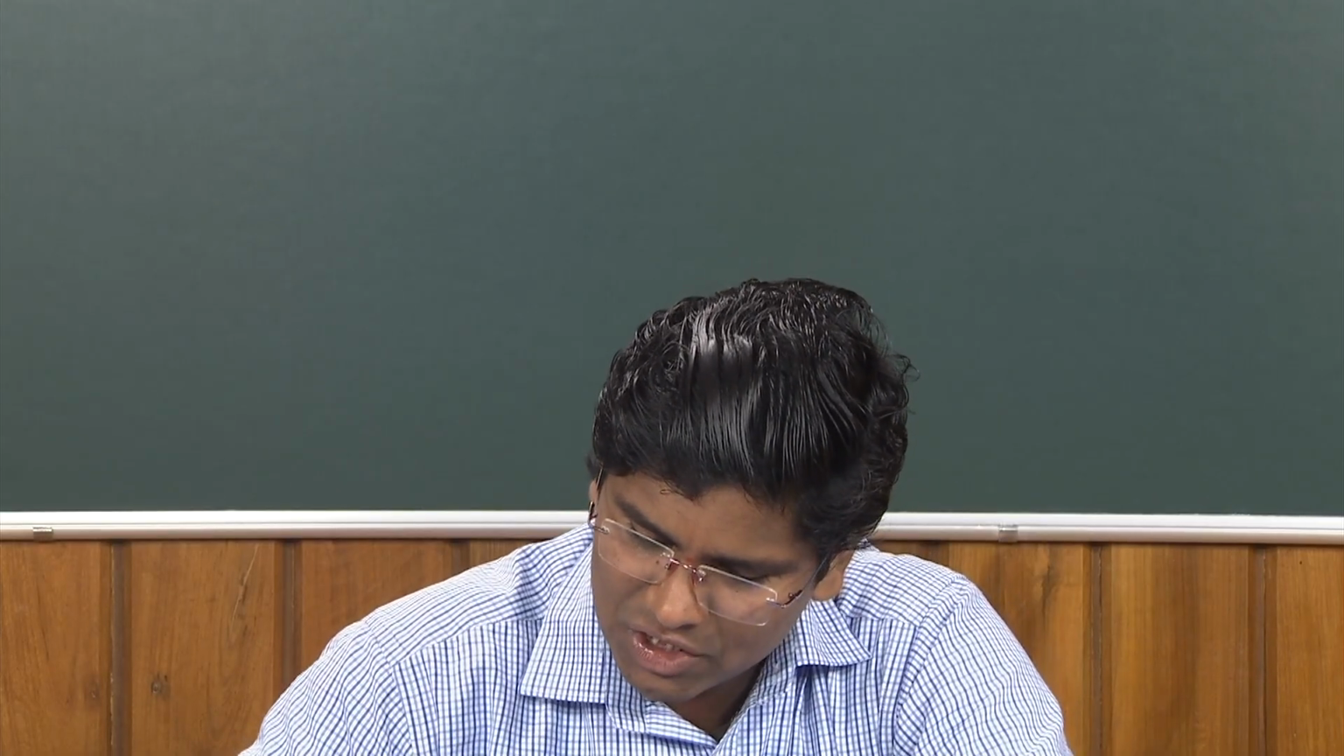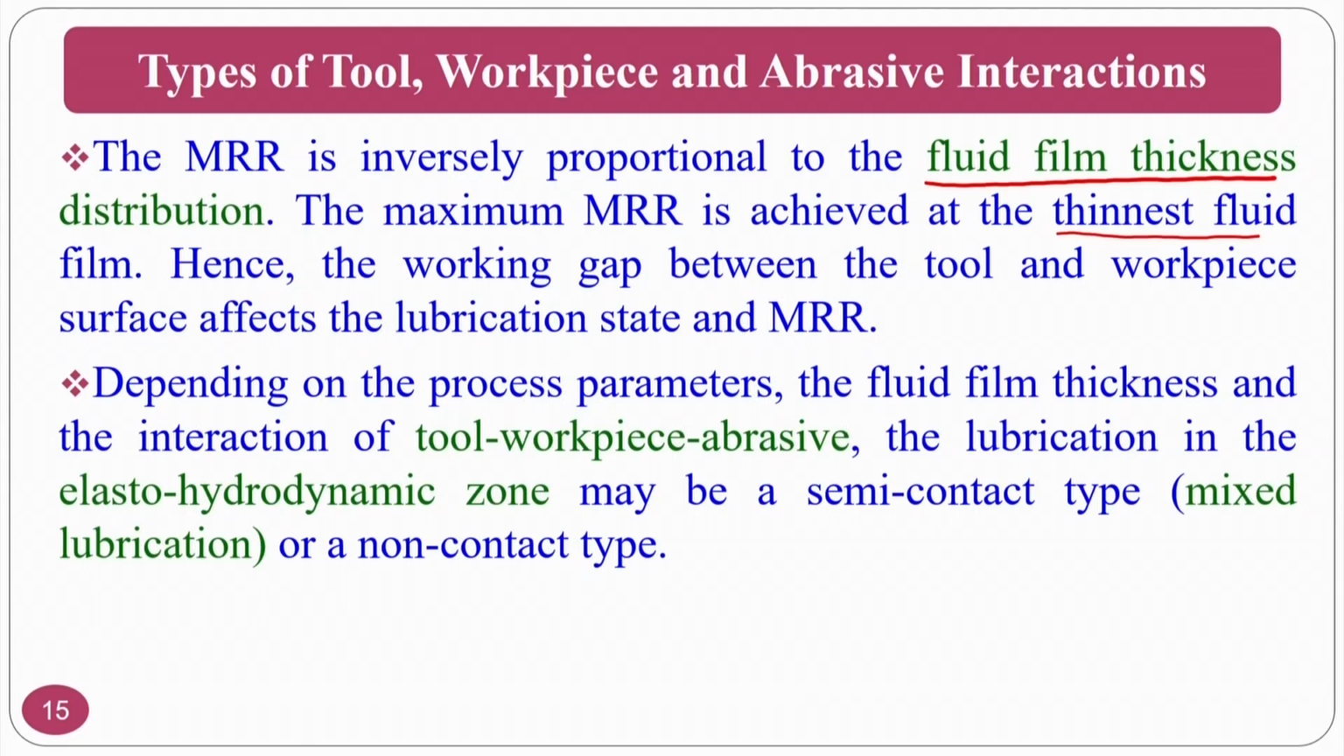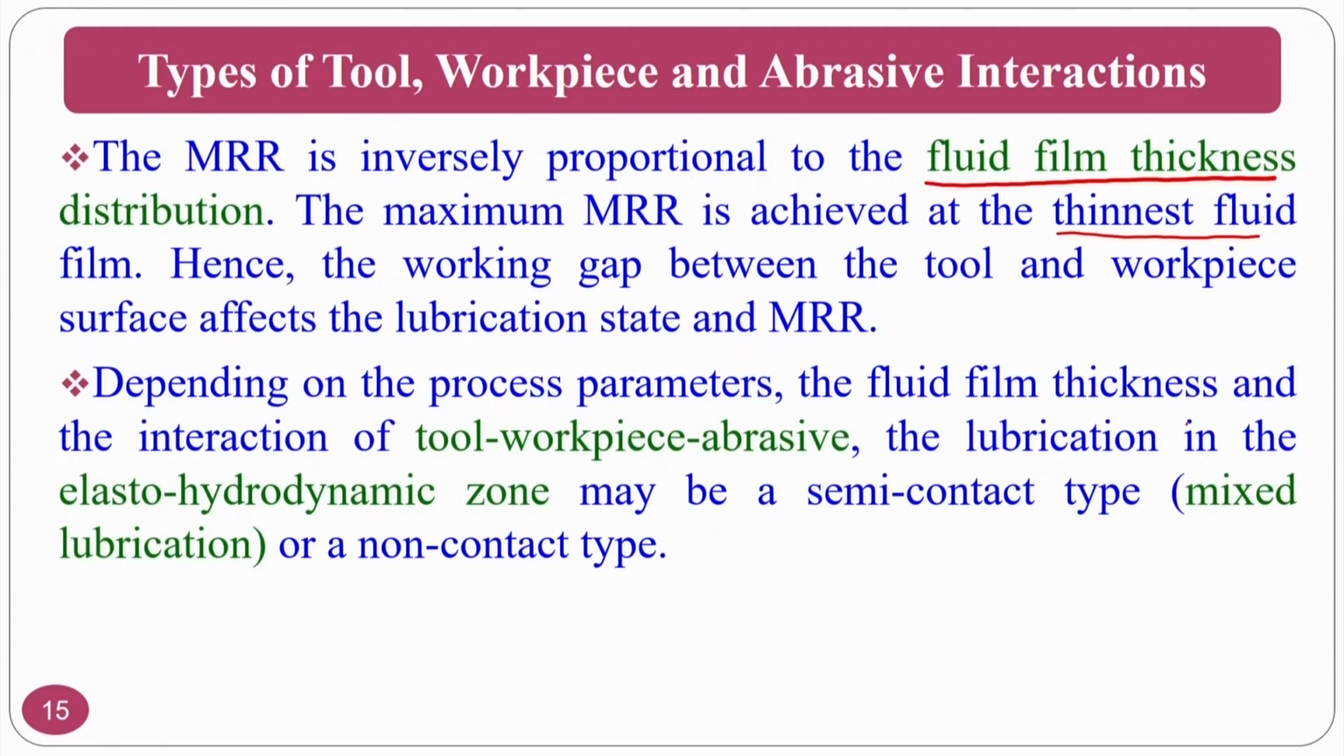The maximum MRR is achieved at the thinnest fluid film, and hence the working gap between the tool and workpiece surface affects the lubrication state and MRR. So you need to have proper lubrication, at the same time you need to have a proper material removal rate. Depending on the process parameters, the fluid film thickness and the interactions of tool, workpiece and abrasive, the lubrication in the elasto-hydrodynamic region may be semi-contact type, that is nothing but mixed lubrication, or non-contact type. Mixed lubrication means you will have a very fine thin layer. In non-contact zone, you will have a hydrodynamic layer.